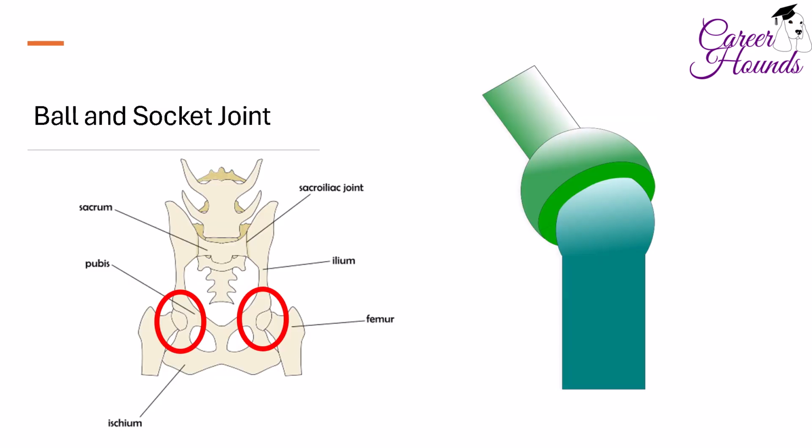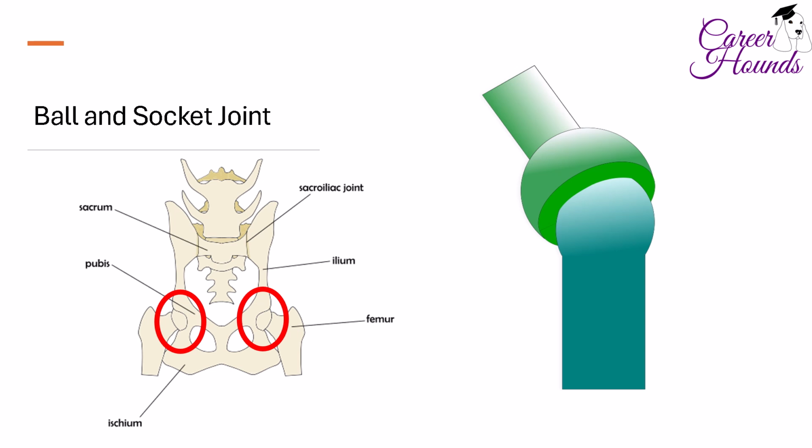A ball and socket joint is a type of synovial joint that allows a wide range of movement in multiple directions. It consists of a ball-shaped head of one bone fitting into a cup-like socket of another bone, enabling flexion, extension, abduction, adduction, rotation, and circumduction. This makes it the most mobile type of joint in the body.